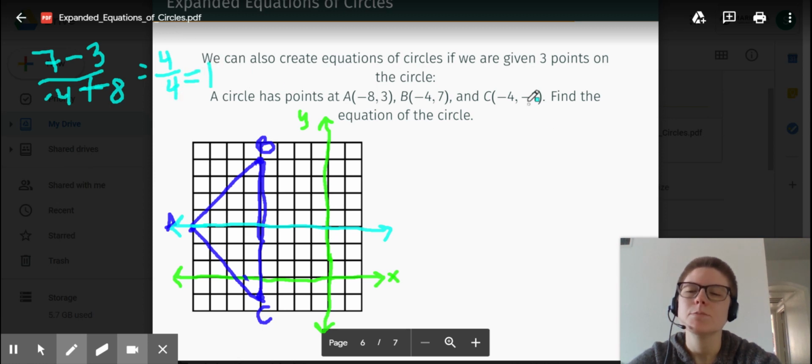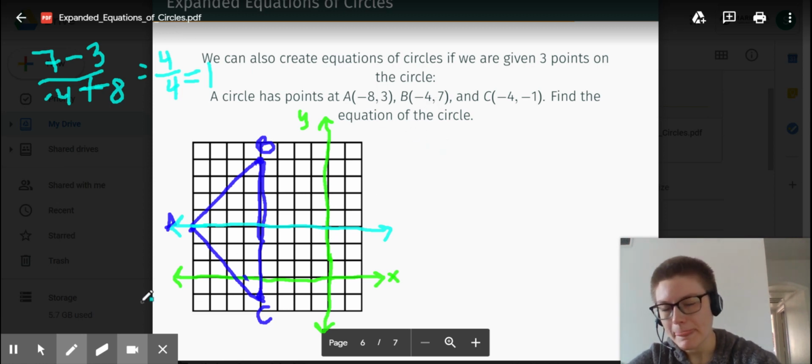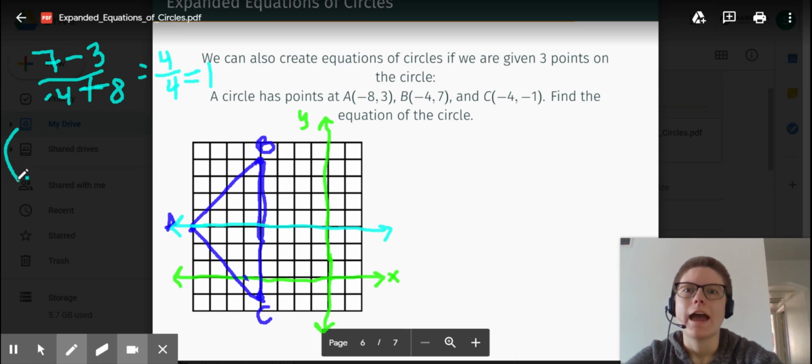The opposite reciprocal of 1 is going to be negative 1, so our perpendicular line will have a slope of negative 1. I'll reiterate that when we get to that point. And then we want to find our midpoint, which we find by adding the x's together and dividing by 2. So negative 8 plus negative 4 is negative 12, and we divide that by 2. And for the y's, we add 3 plus 7, which is 10, and divide that by 2.